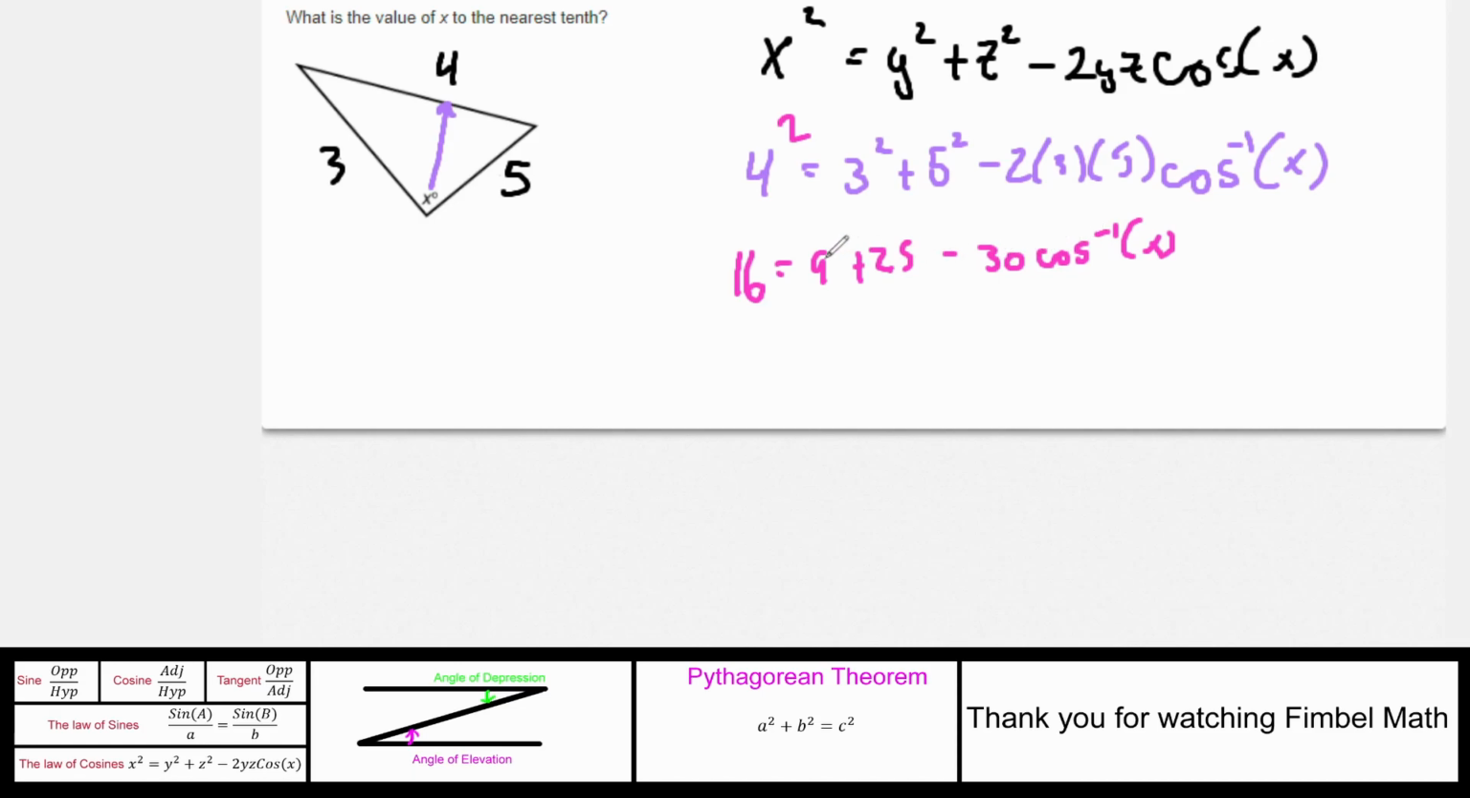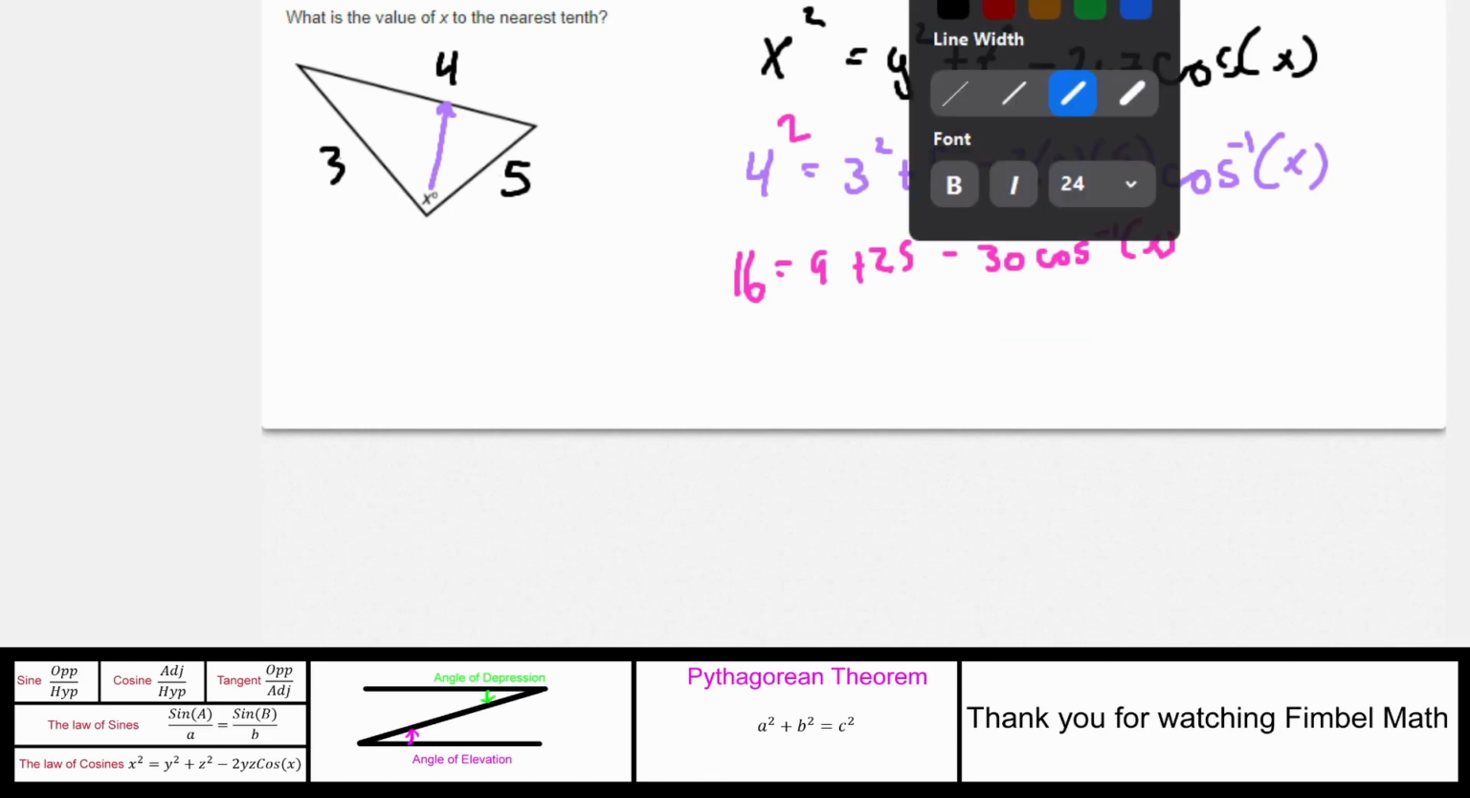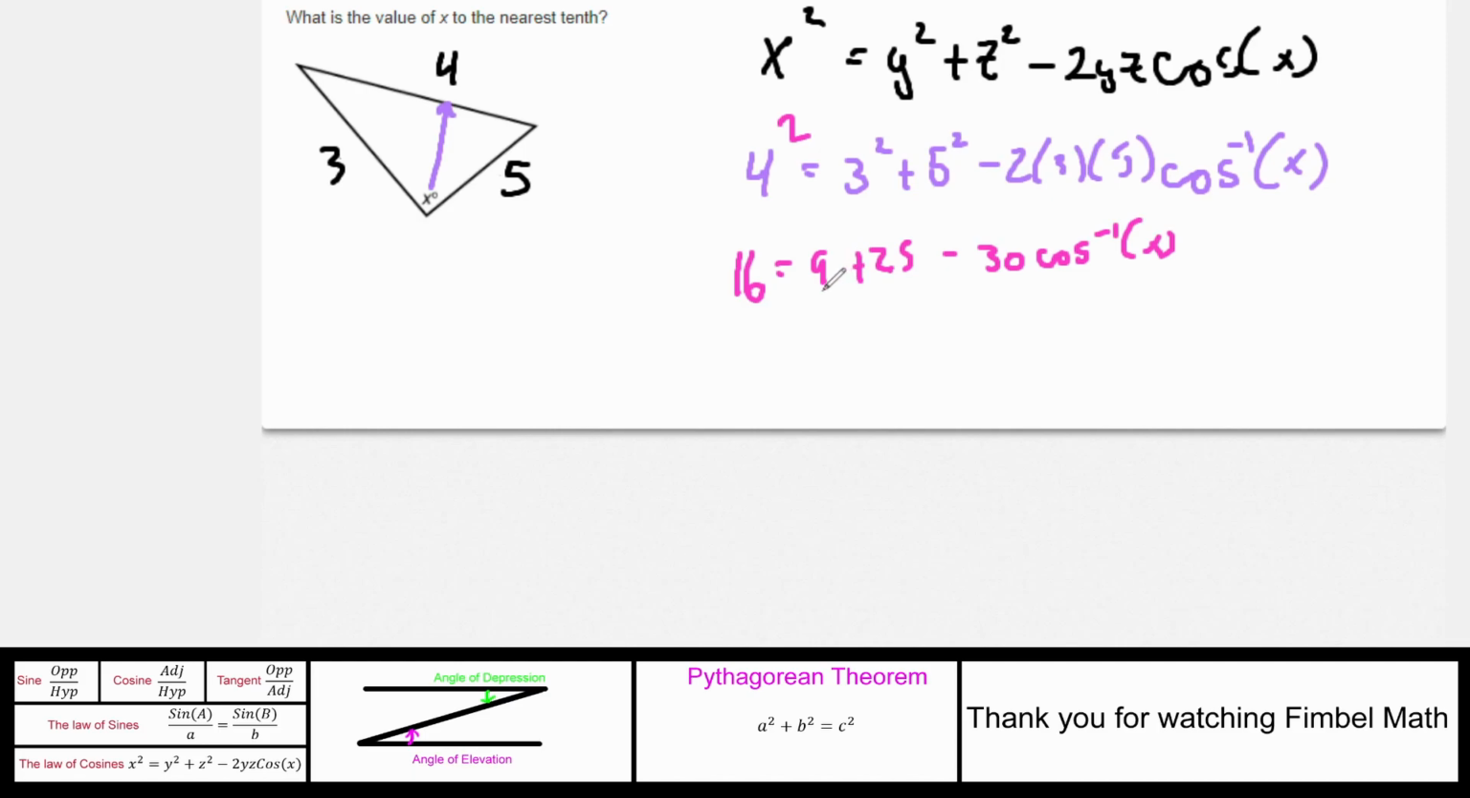Now, a lot of people like to just do 9 plus 25 minus 30 and plug all that in. Remember, if we're following the order of operations, this is multiplication here, right? This is negative 30 times whatever number or whatever our angle measure is. So we can't do that until we can break that 30 away by doing the opposite of multiplication, which is division. But I can combine these like terms since the sign between them is addition and there's no multiplication, no exponent attached to them. This is going to give me 34. And now I have 16 is equal to 34 minus 30 inverse cosine of x.